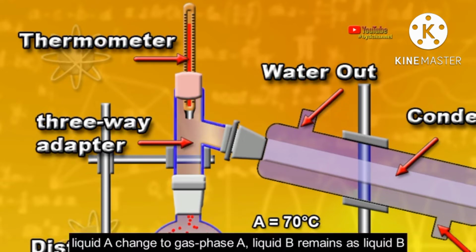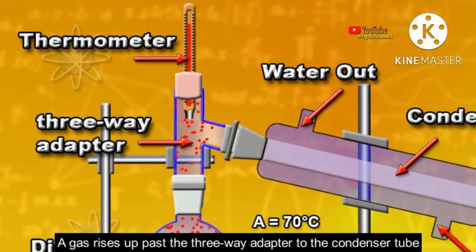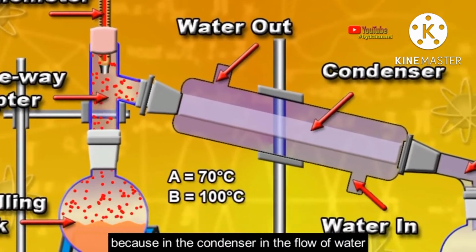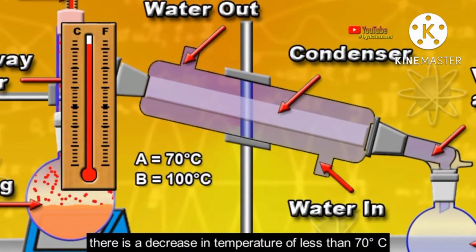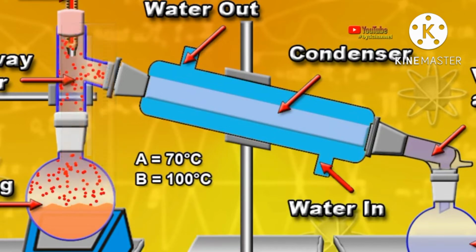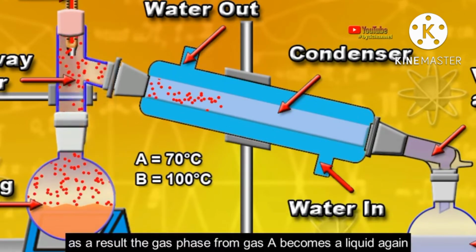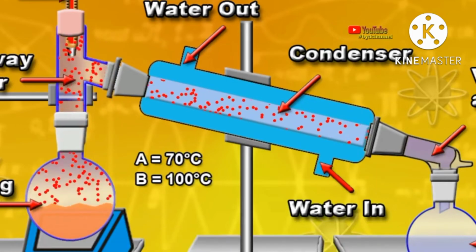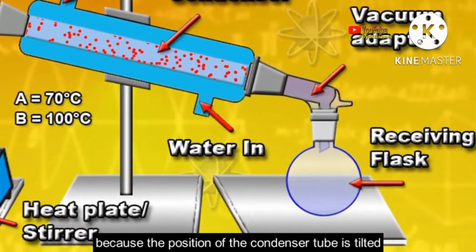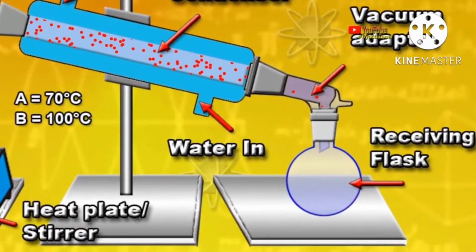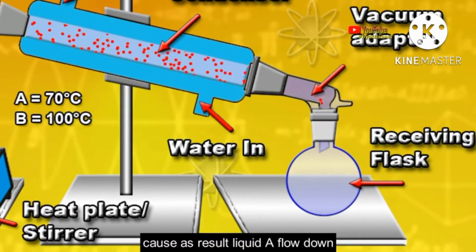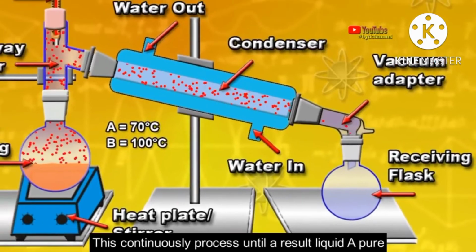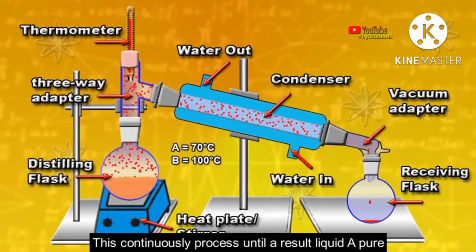Liquid A changes to gas phase A, while liquid B remains as liquid B. Gas A rises past the three-way adapter to the condenser tube. Because in the condenser, the flow of water brings the temperature down to less than 70 degrees Celsius, the gas phase of A becomes liquid again. Because the condenser tube is tilted, liquid A flows down. This process continues until pure liquid A is obtained.